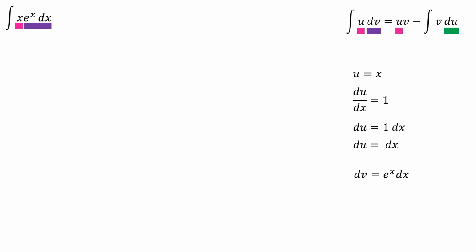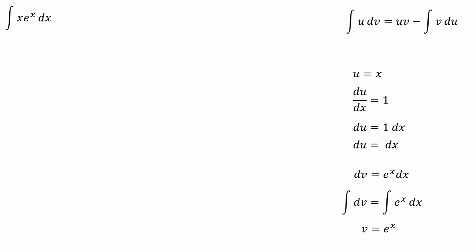Anything else in that equation I'm missing? Yeah, look, I need a v. How am I going to get v? Well, let's integrate. If I integrate dv, I'm just going to get v. And if I integrate e to the x, well, I just get e to the x. So I've got all my components now.